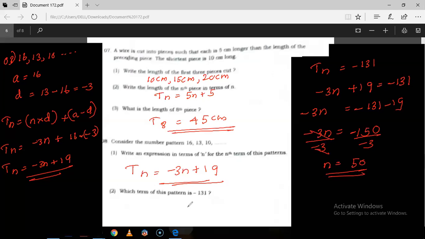Which term of this pattern is that? The 50th term. n is equal to 50. The term minus 131 is the 50th term. Right. Then I will clear this.